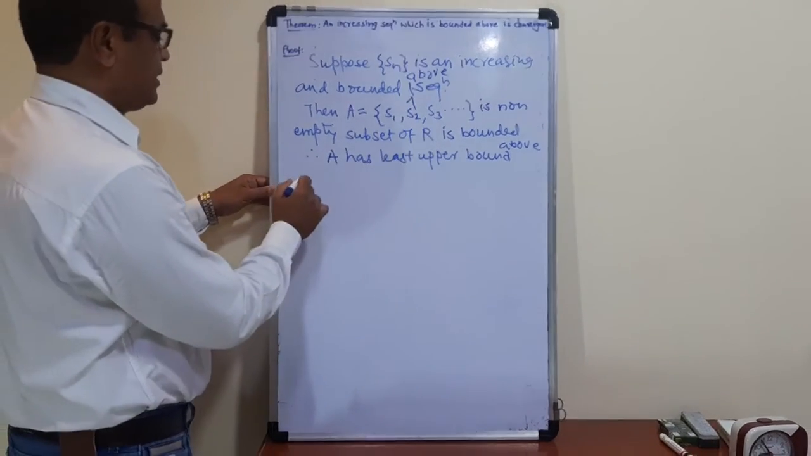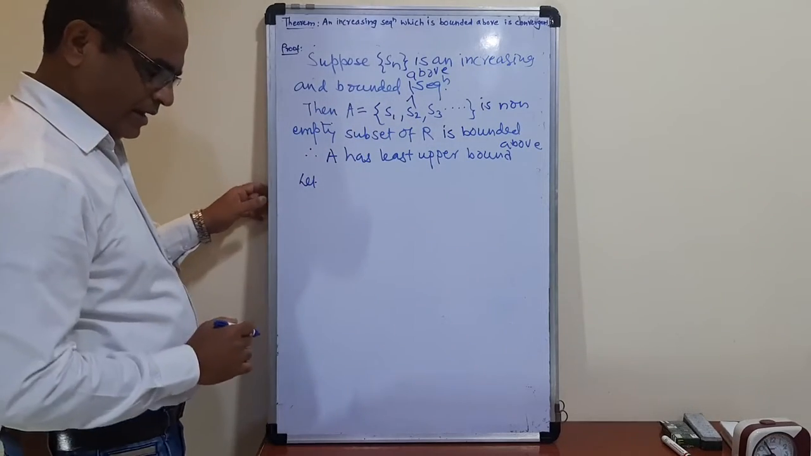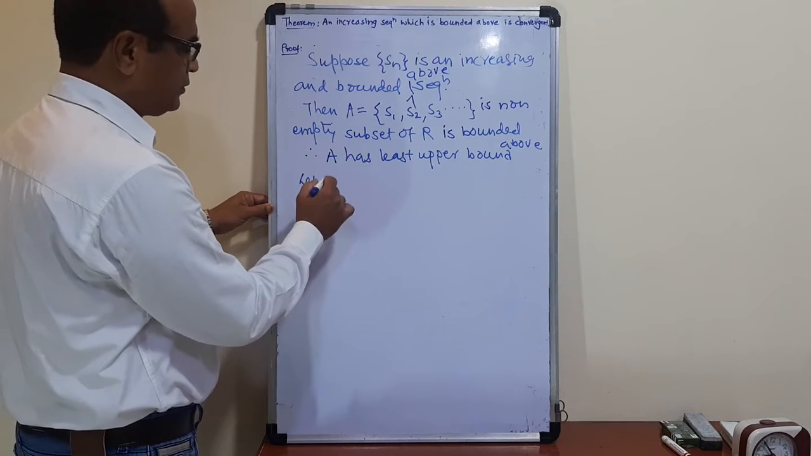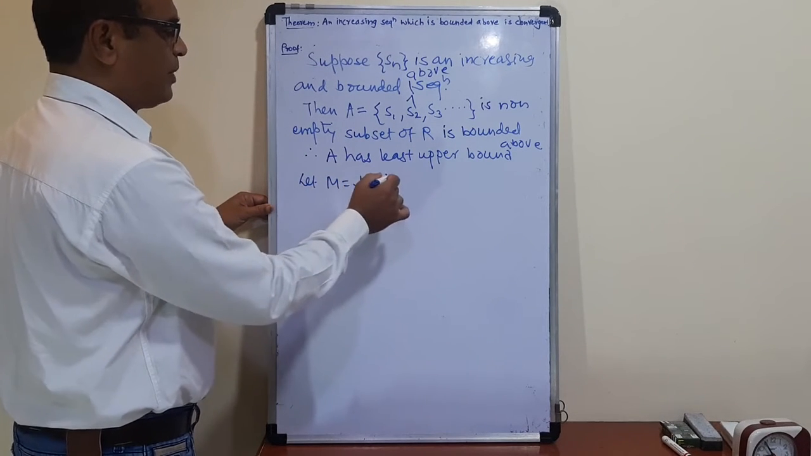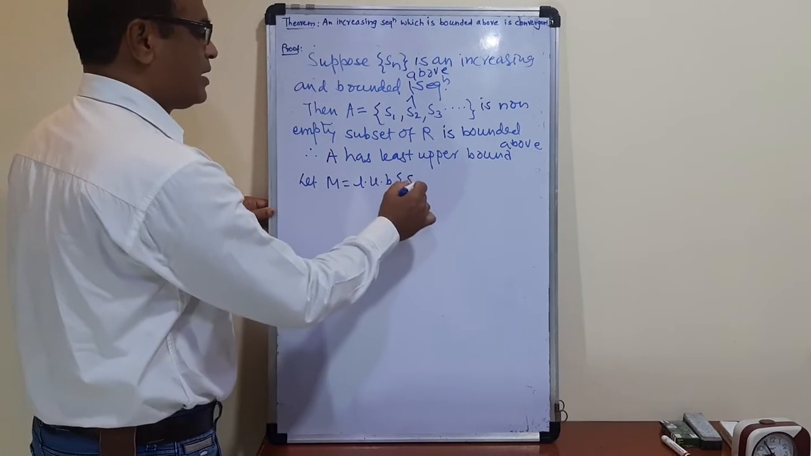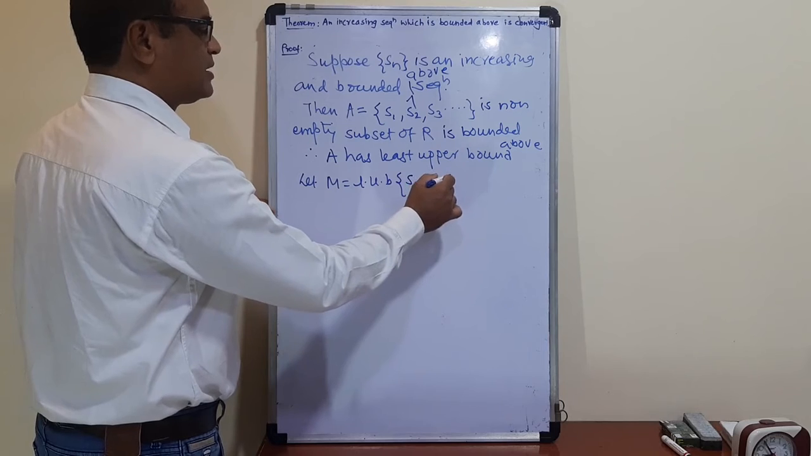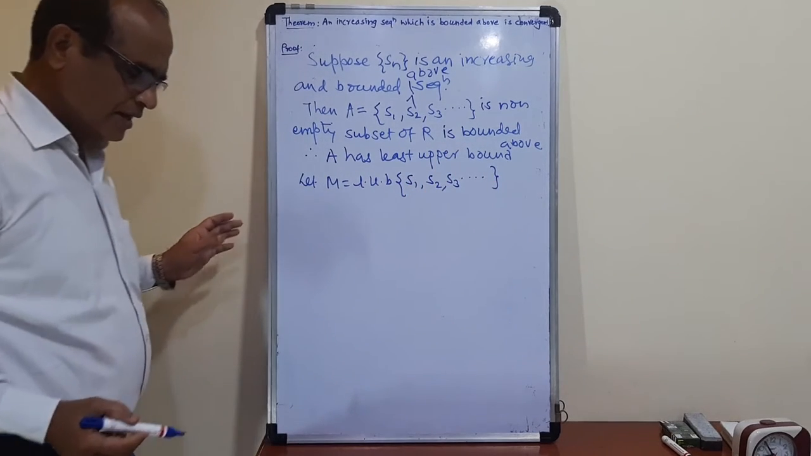That is, this set has a least upper bound. Let m be equal to the LUB, the upper bound. So that is m, so that is S1, S2, S3 and so on.